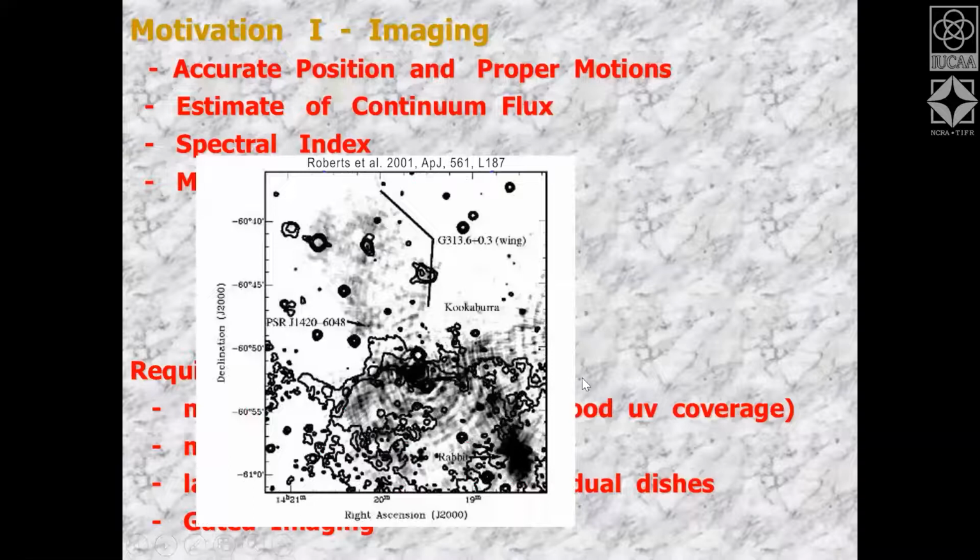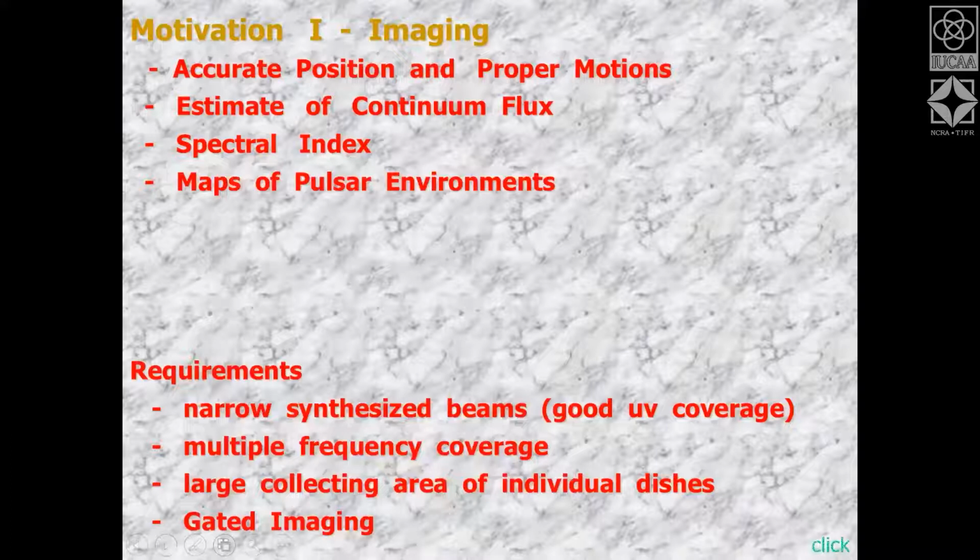This is an example of mapping the environment of the pulsar. So you see a big nebula around the pulsar, and in fact this is a full complex where you have several supernova remnants. It's called the Kukobura complex, and there are pulsars there. So you can actually study whether these pulsars have anything to do with their environment and how they are affecting their environment. So this is one motivation.